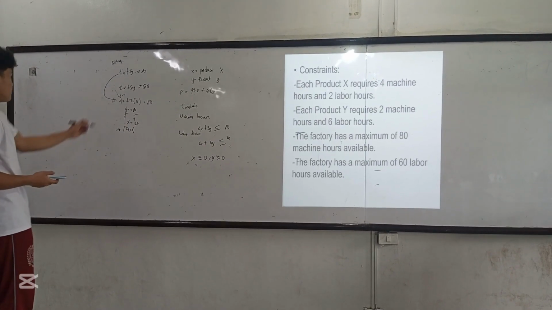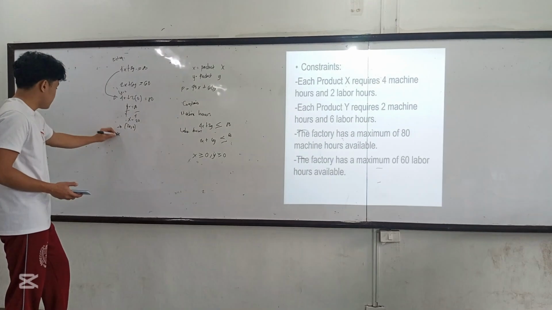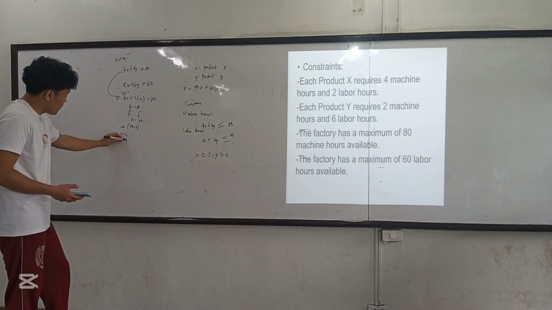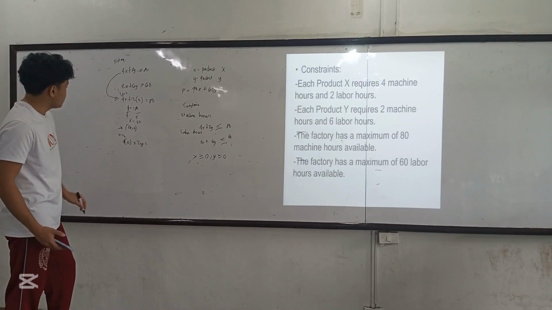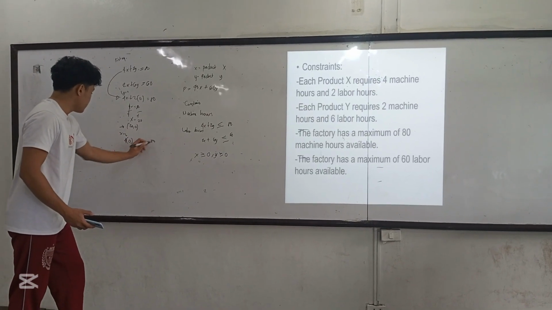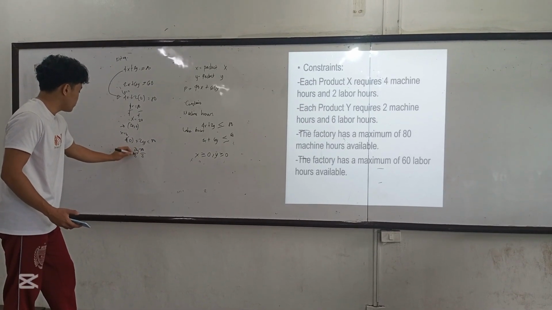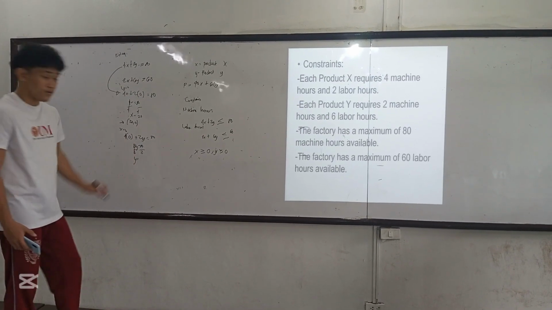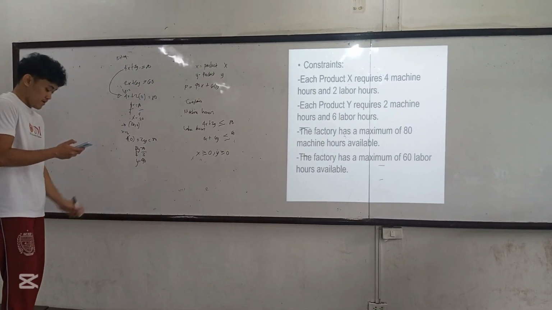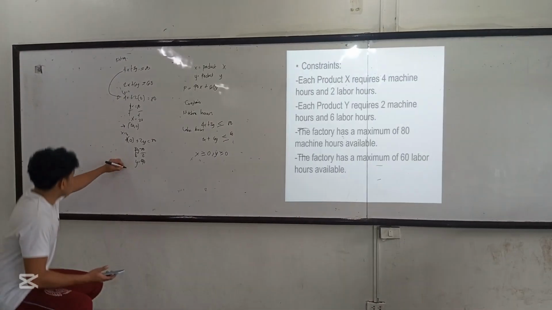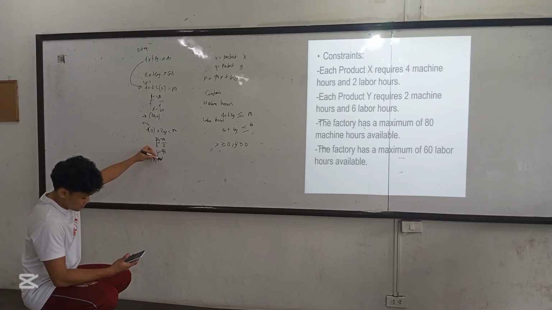The next is we set our x value to 0. So 4 times 0 plus 2y is equal to 80. So 2y equals 80. Divide both sides by 2, y is equal to 40. Our second point is x equals 0 and y equals 40.